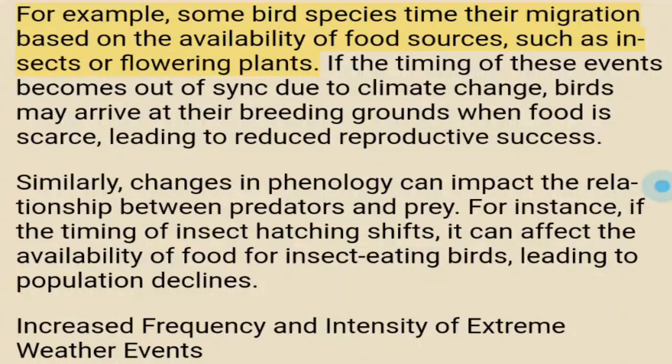For example, some bird species time their migration based on the availability of food sources, such as insects or flowering plants. If the timing of these events becomes out of sync due to climate change, birds may arrive at their breeding grounds when food is scarce, leading to reduced reproductive success. Similarly, changes in phenology can impact the relationship between predators and prey. For instance, if the timing of insect hatching shifts, it can affect the availability of food for insect-eating birds, leading to population declines. Increased frequency and intensity of extreme weather events.